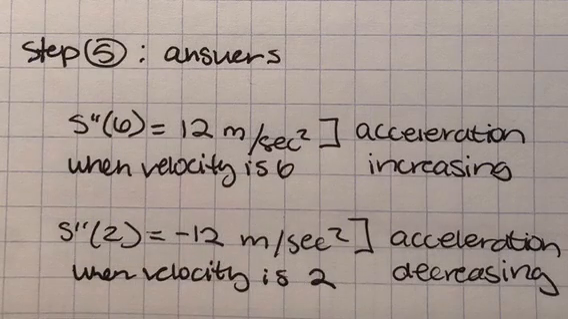So step 5 is basically just a summary. So when you have velocities equal to 0 at 6, the acceleration is going to be 12 meters per second squared. Since it's positive, the acceleration is increasing. And then when you have the velocities equal to 0 at 2, the acceleration is going to be equal to negative 12 meters per second squared. And since it's negative, it's decreasing. The acceleration is decreasing.